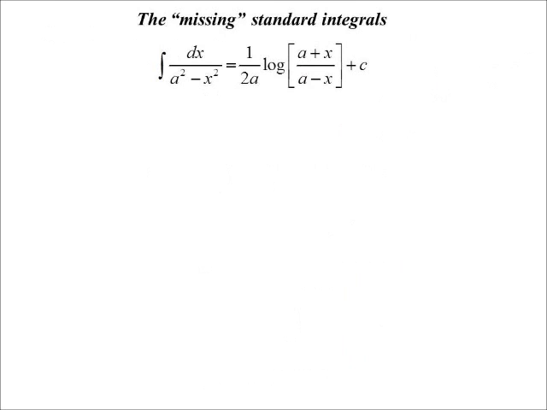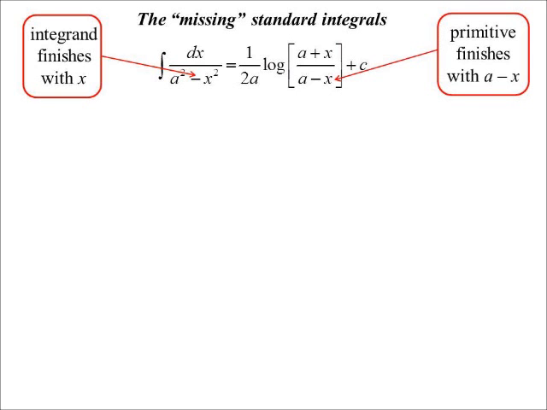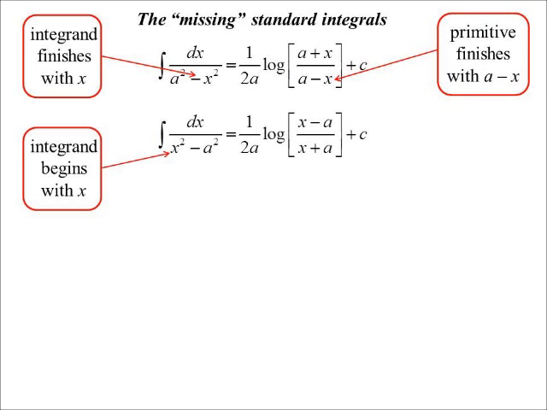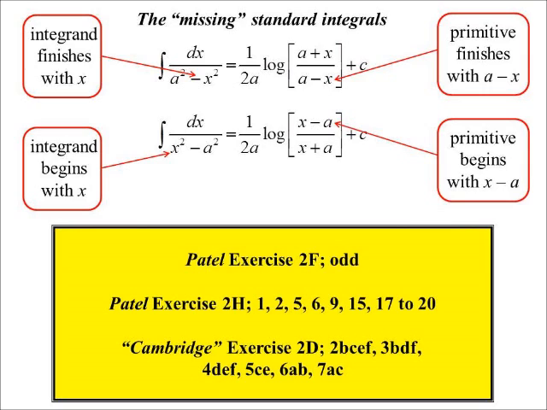Okay, so remember the missing standard integrals. Remember I talked about this one, the 1 on 2a log a plus x, a minus x. So as I say, if the integrand finishes with the x, then the primitive finishes with the x, or the a minus x, more to the point. If it begins with the x, then the primitive will begin with the x minus a. Yes, as I say, this is how my weird mind works. Hey, but it works. So let's throw some more questions in our mix.